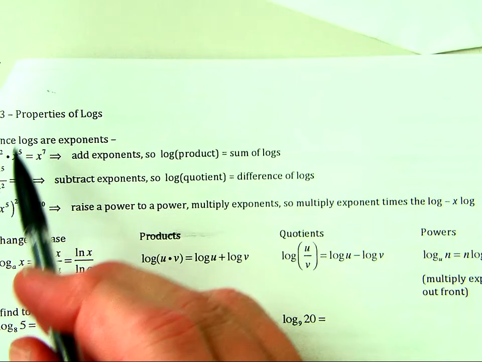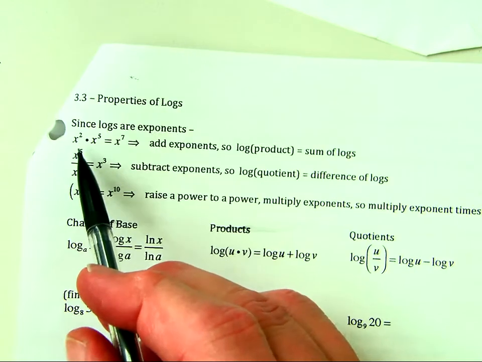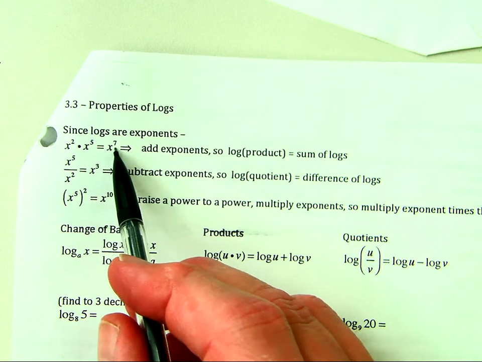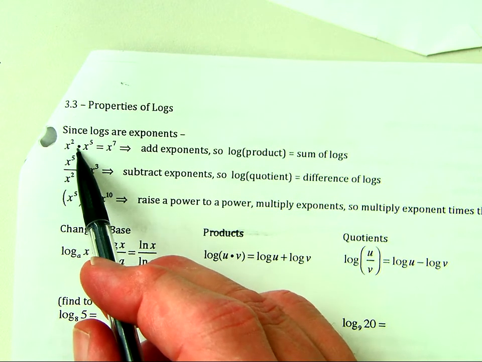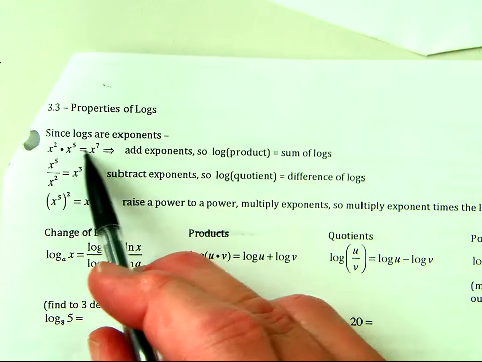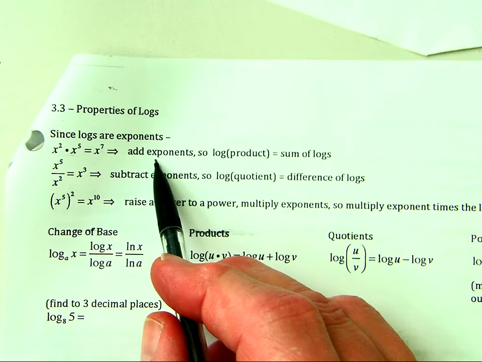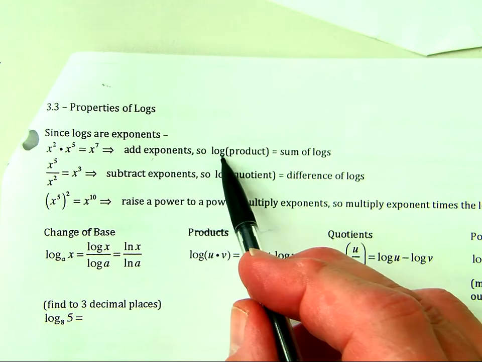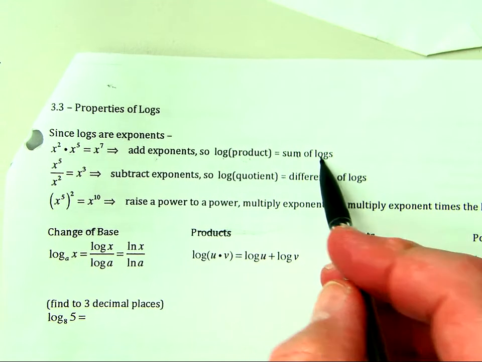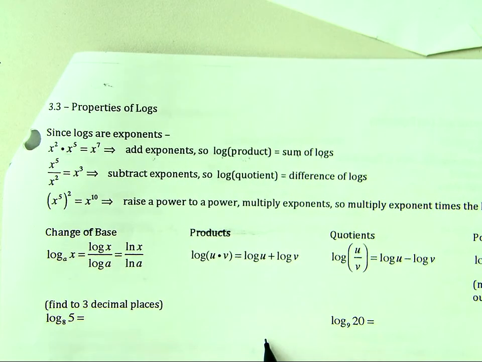For example, when you multiply two numbers with exponents together, you add the exponents. Like x squared times x to the fifth is x to the seventh. So when you multiply, you add exponents. So if you have the log of a product, which is what you get when you multiply, when you break that down, it's the sum of the two logs.